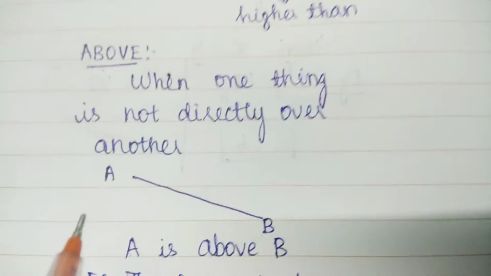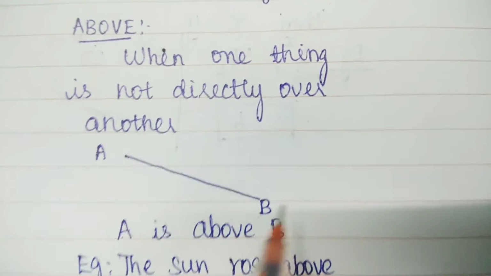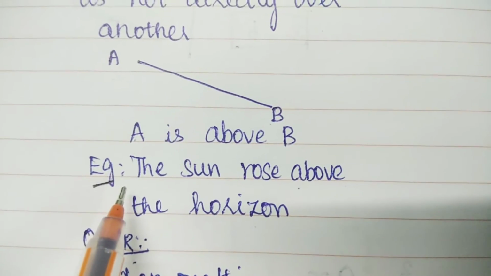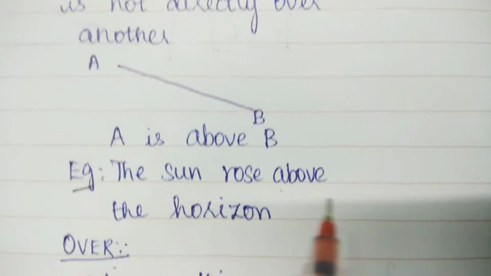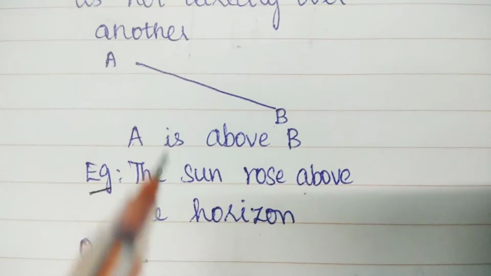Here you see a pictorial representation. Here A is above B. So A is above B. A real-time example is, the sun rose above the horizon. So the sun is rising above the horizon.